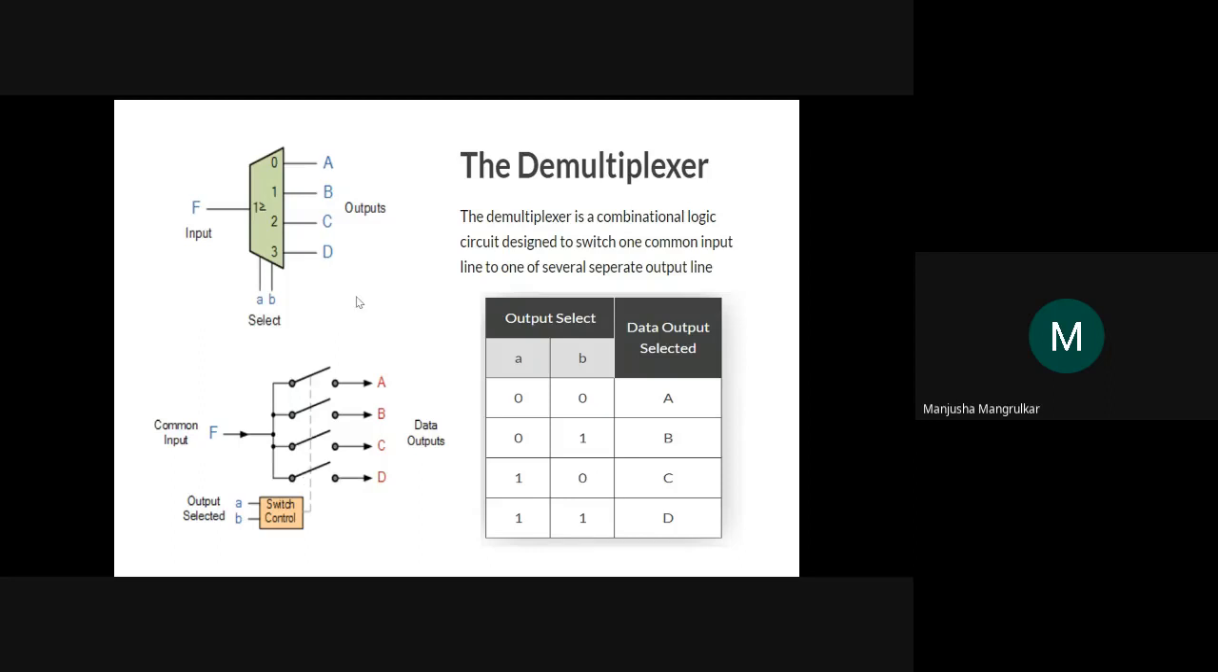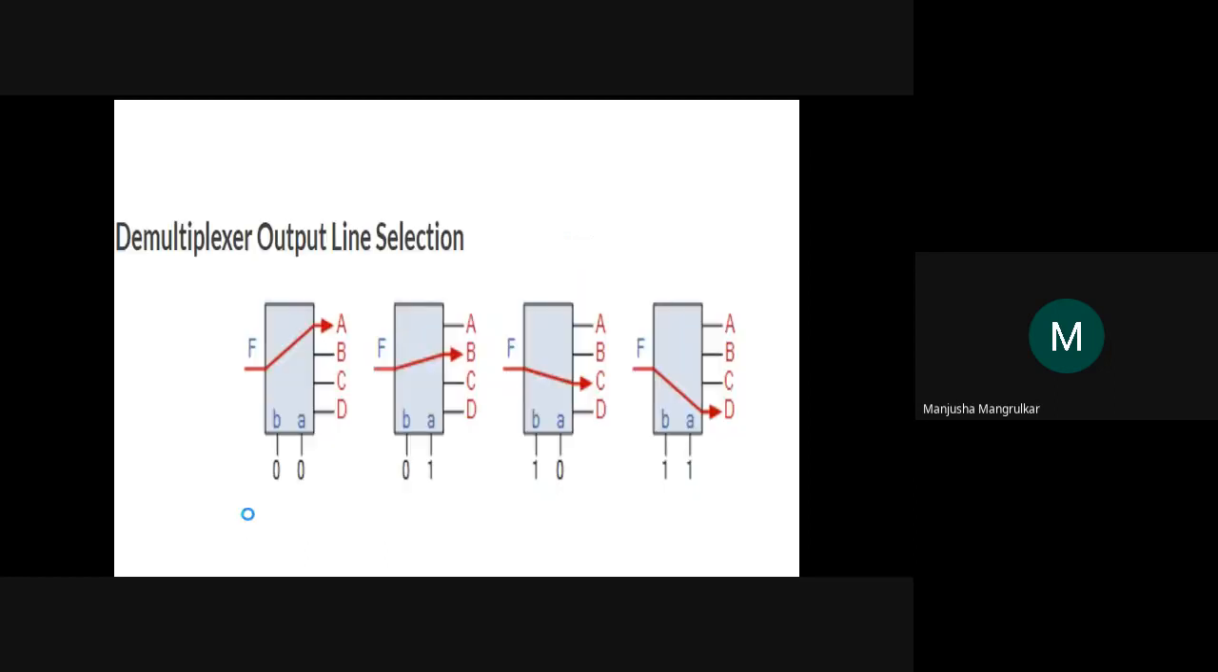It is just the opposite of a mux. A demultiplexer is a combinational logic circuit designed to switch one common input line to one of several separate output lines, right? Only one common input can be distributed onto the separate lines by using these control switches, the output selector signals.